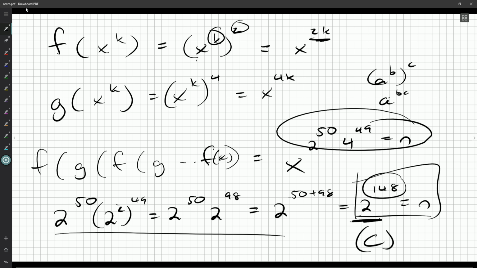Okay? So there we go. We just needed to rely on our knowledge of exponents, even when dealing with figuring out exactly what n is at the end there. Okay.